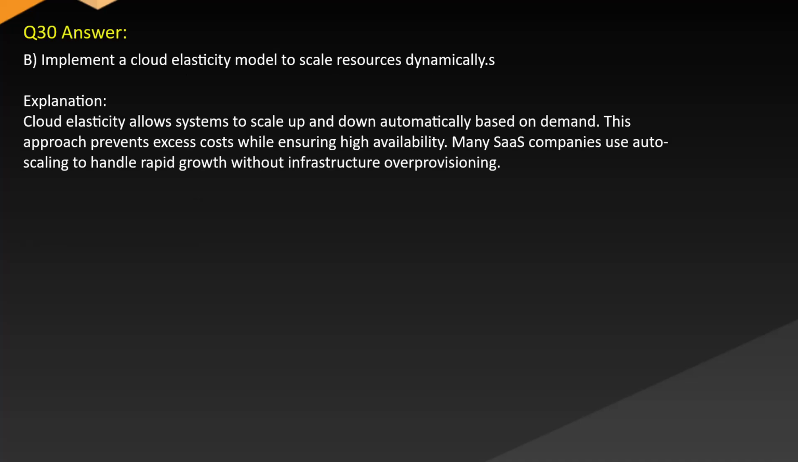Answer. B. Implement a cloud elasticity model to scale resources dynamically. Explanation. Cloud elasticity allows systems to scale up and down automatically based on demand. This approach prevents excess costs while ensuring high availability. Many SaaS companies use auto-scaling to handle rapid growth without infrastructure over-provisioning.